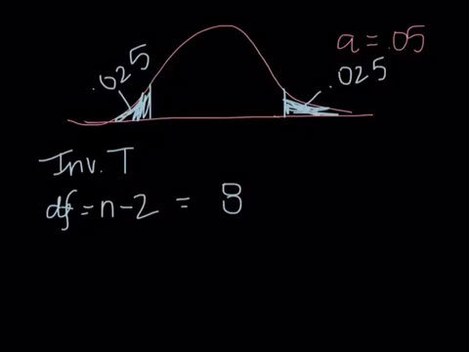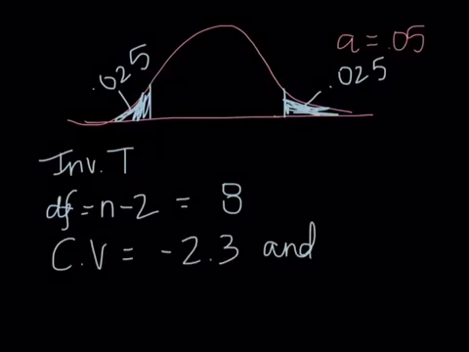So with that, I get the critical values, negative 2.3 and positive 2.3. And I can go ahead and graph those, which is here and here.